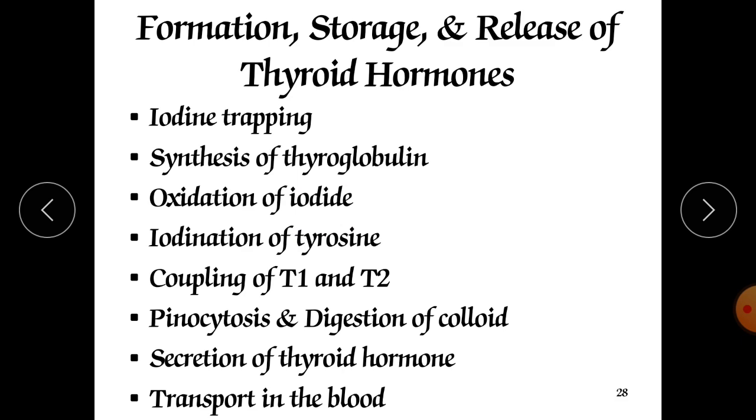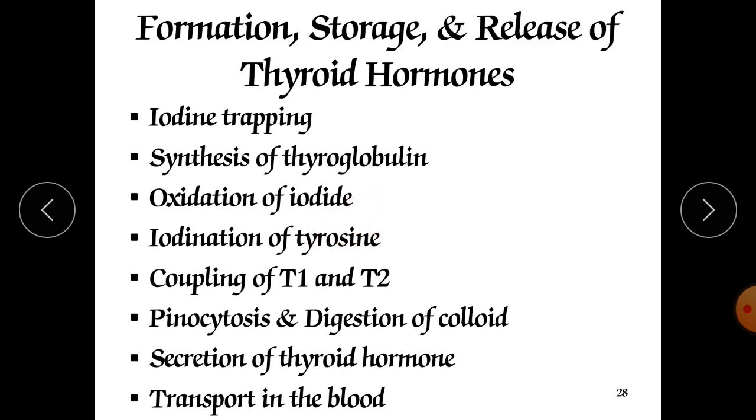However, negatively charged iodide ions cannot bind to the tyrosyl until they undergo oxidation. Oxidation means removal of electrons from the iodine, that is 2I minus becomes I2. As iodide ions are being oxidized, they pass through the membrane into the lumen of the follicles. Now the next process is iodination of tyrosine.